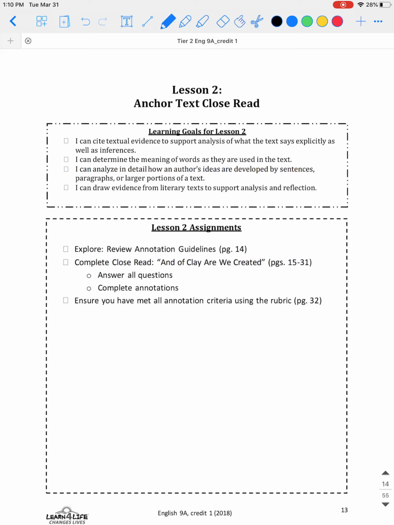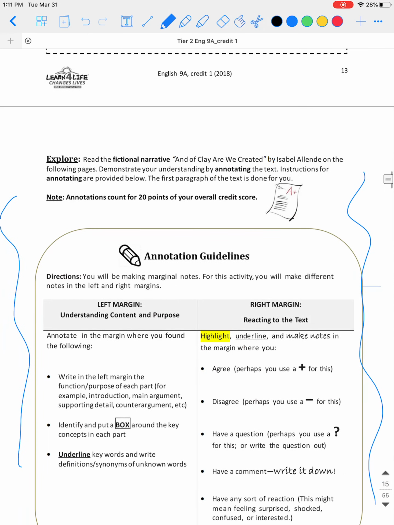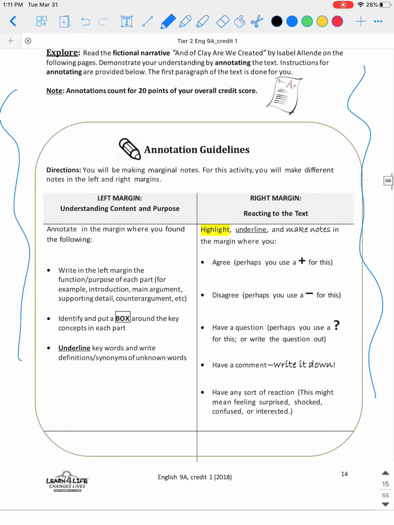Hello, this is English 9A, Credit 1, Lesson 2. We're going to start the reading for this packet. If you go to page 14, this is your annotation guidelines.